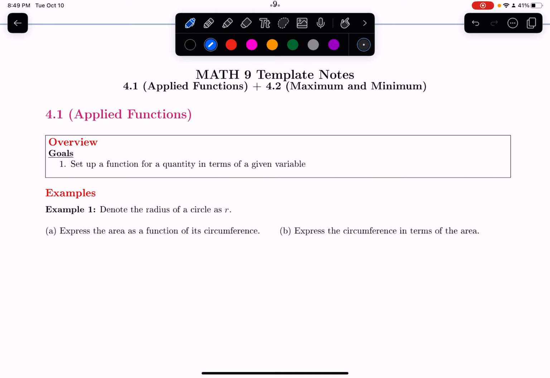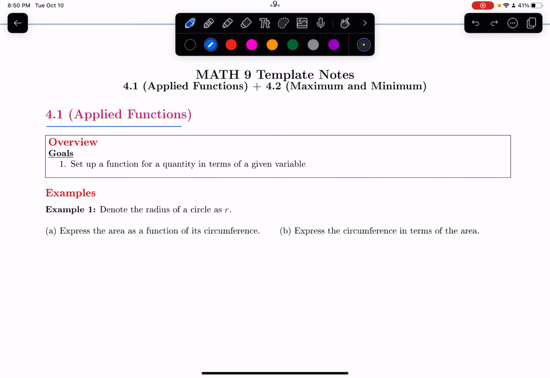In this video, we are starting section 4.1 on applied functions. So we are going to be taking all of our knowledge about functions from the previous chapter, and our goal here is to set up a function for some quantity to be in terms of some given variable. Often this quantity is going to be some real-world quantity of interest, like maybe area or revenue. And we'll talk about how we can set up an equation for those types of things.